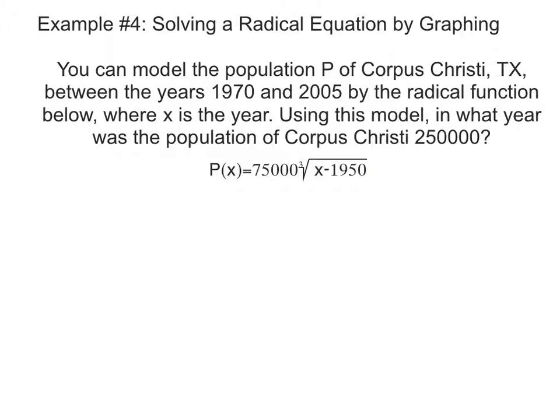Okay, let's keep going. All right, in example 4, this is going to be a pure calculator question. It says you can model the population P of Corpus Christi, Texas, between the years 1970 and 2005 by the radical function below where x is the year. Using this model, in what year was the population of Corpus Christi 250,000? P of x is going to be 250,000. So literally all we're doing is substituting. Now if I'm substituting this as 250,000 and I want to type this into my calculator, that means I need to subtract 250,000 on both sides.